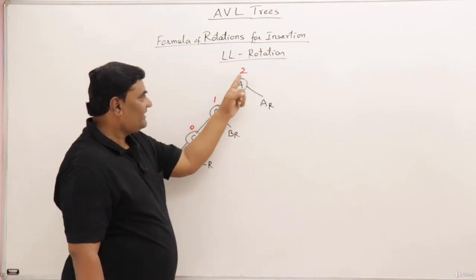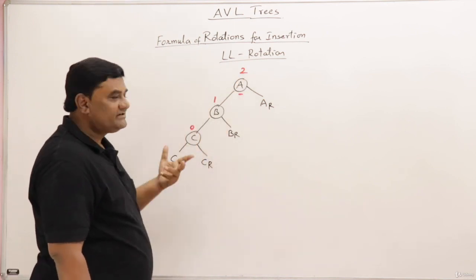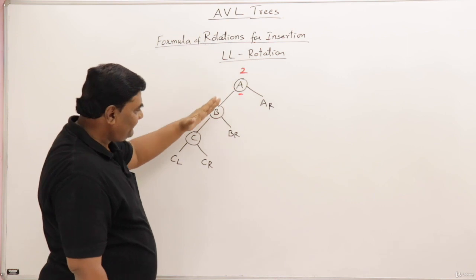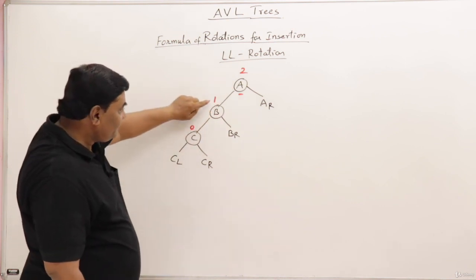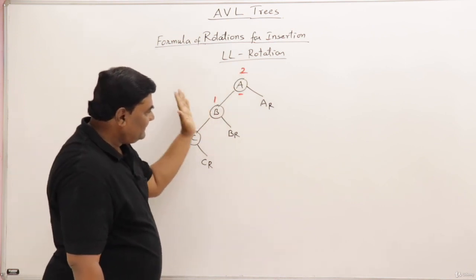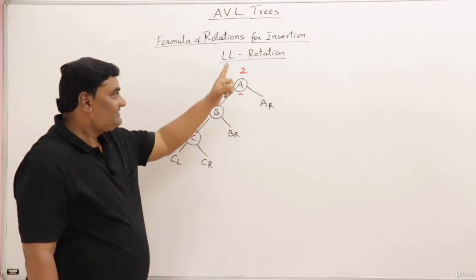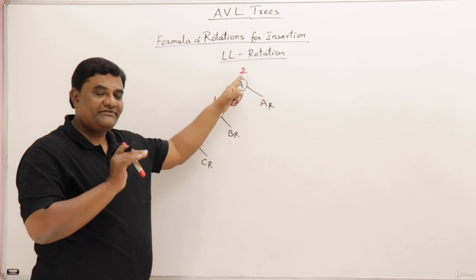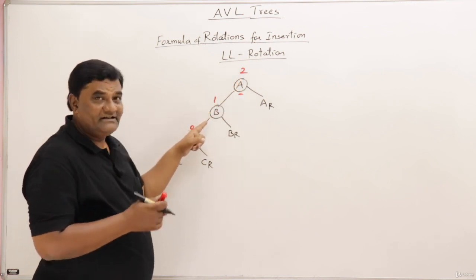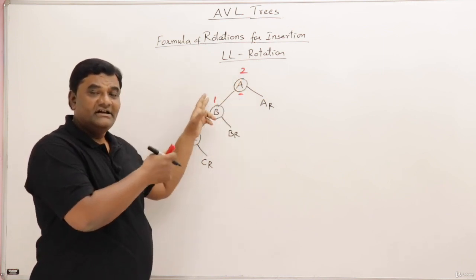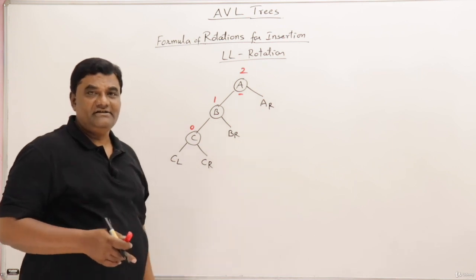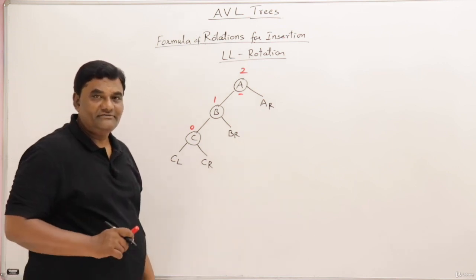If these are the balance factors, this is 2, this is 1, this is 0, it means the insertion is done left, left. Right. If this is minus 1, it means it is LR. This is LL. This imbalance with the 2 means it is on the left side. Then its left child is 1, meaning it is again on the left side. If it is minus 1, it means it's on the right side. With this also you can observe.